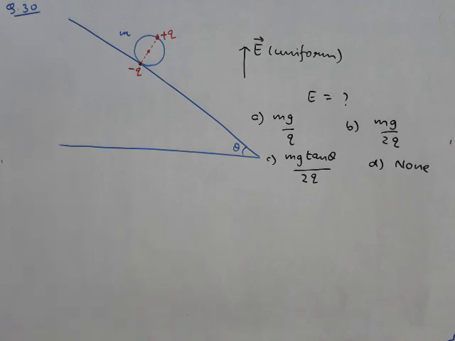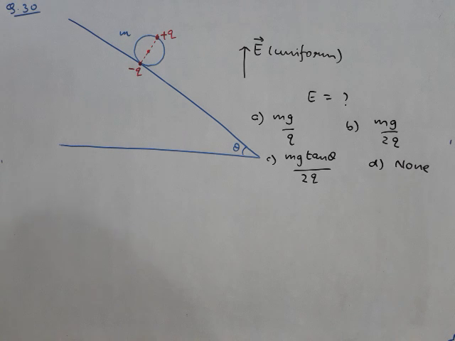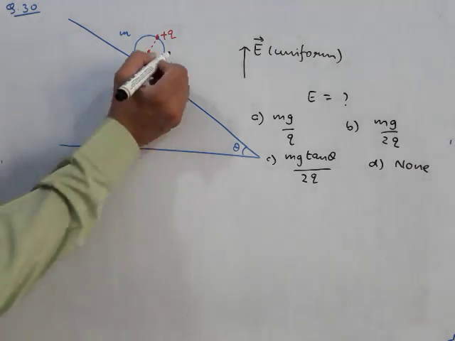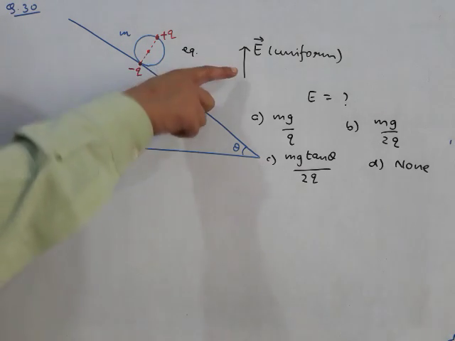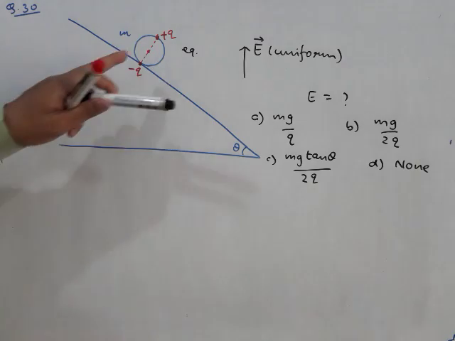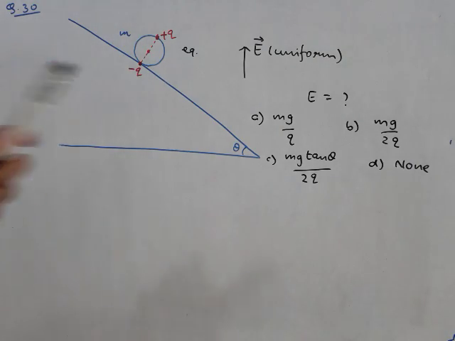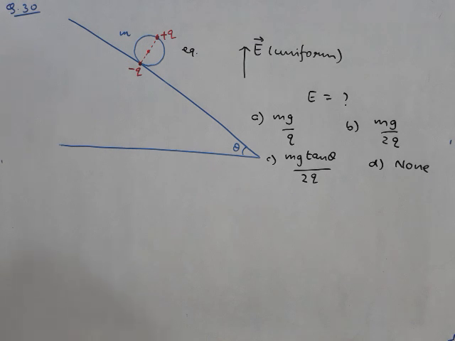The question I am reading it out for you. A wheel having mass m has charge plus q and minus q on diametrically opposite points. It remains in equilibrium. So this wheel is at equilibrium on a rough inclined plane in the presence of uniform electric field. Electric field direction is given upward, it is uniform, and there is friction, and it is given that it is at equilibrium. You have to find the value of electric field. So the 4 options are given, you have to choose one of them.